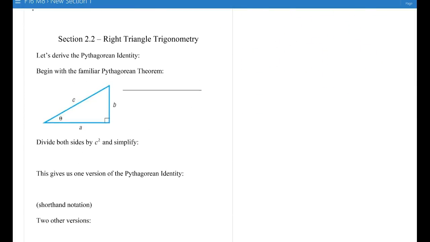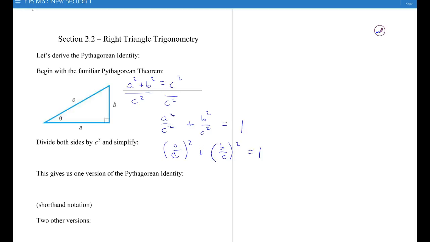And then let's derive the Pythagorean identity. So we start with your old friend, the Pythagorean theorem, but then we're going to derive its counterpart in the trigonometry world. So we're going to divide both sides by c squared and see that you get a squared over c squared plus b squared over c squared equals 1. And then using properties of exponents, I can rewrite a squared over c squared as a over c quantity squared, and similarly with the b squared over c squared. So I get (a over c) squared plus (b over c) squared is 1.